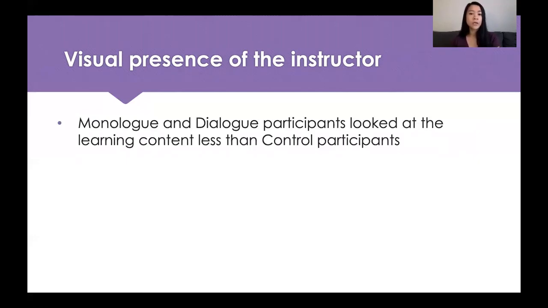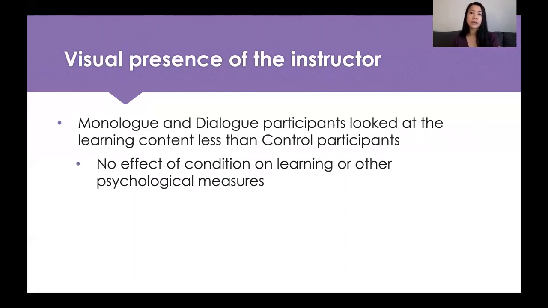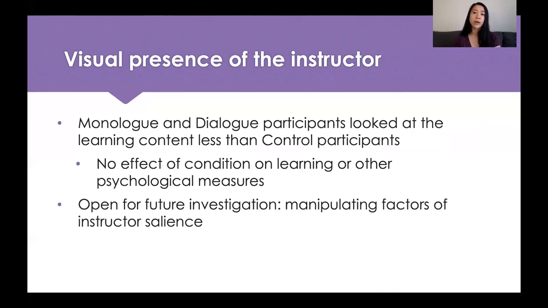So we found neither of these to be the case, but we might find that learning would be impacted differently if participants were to pay more attention to the instructor. And this could be affected by factors that we did not focus on in our work. For example, having the instructor wear bright colors or use sudden large gestures or have a very animated or gregarious personality. So all factors of instructor salience.